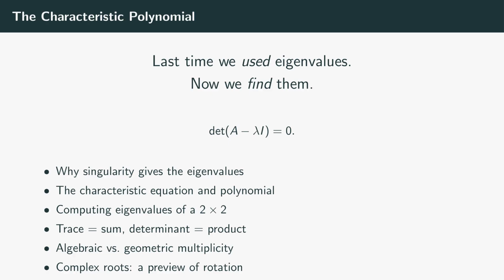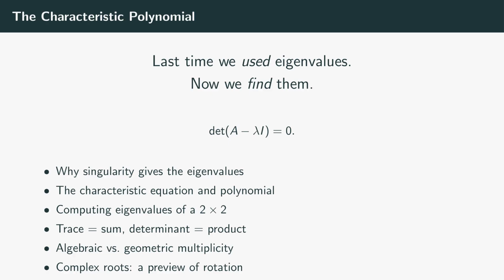We will see that the eigenvalues are exactly the numbers that make a certain matrix singular, and singularity is detected by the determinant. So the eigenvalues are the roots of a single equation, the determinant of A minus lambda times the identity, set equal to 0. Expanding that determinant gives a polynomial whose roots are the eigenvalues.